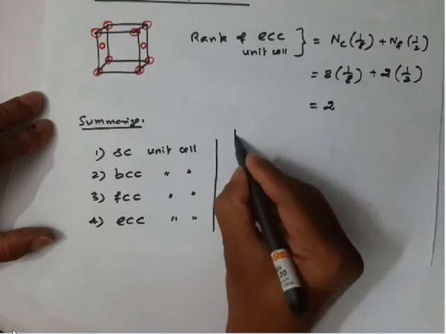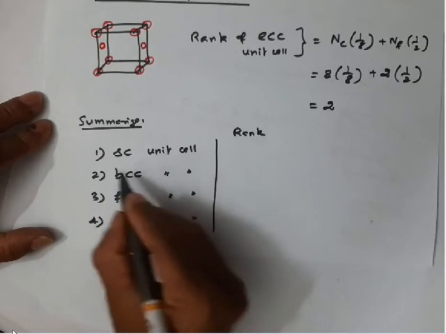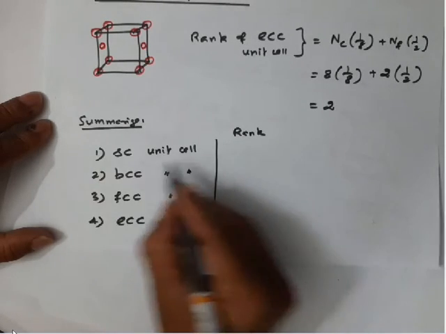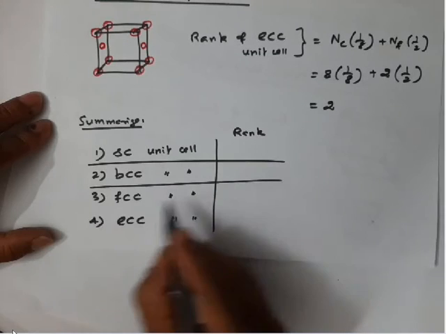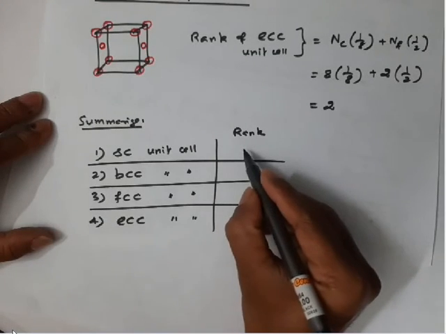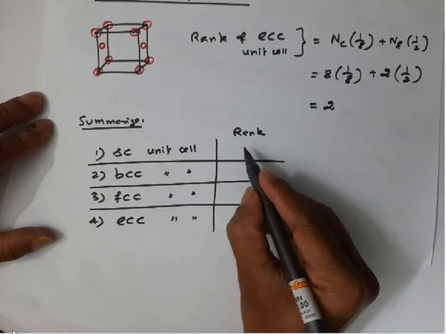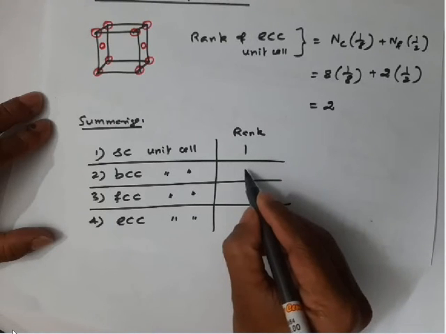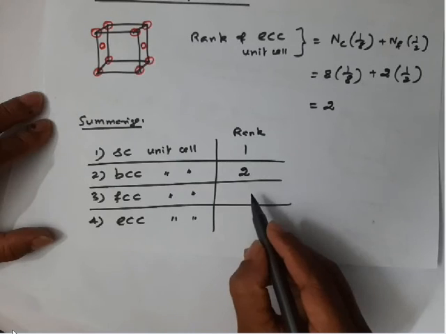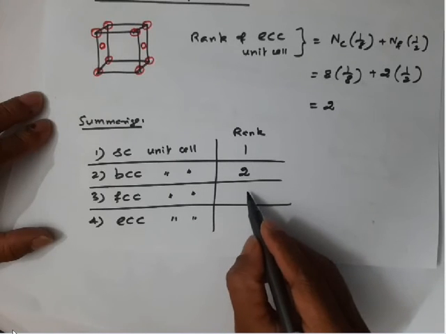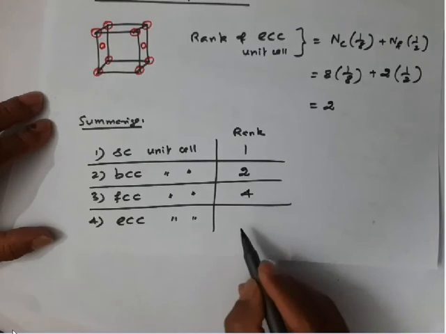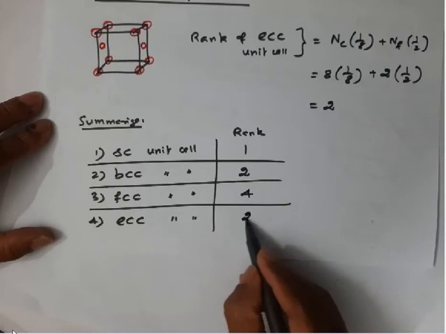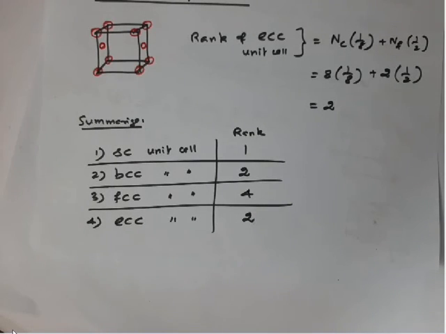What's the rank? Yes, students, what's the rank for simple cubic? 1, sir. 1. BCC? 2. FCC? 4, sir. 4. ECC? 2, sir. 2. Yes. Remember this information, very, very important and very easy to identify.